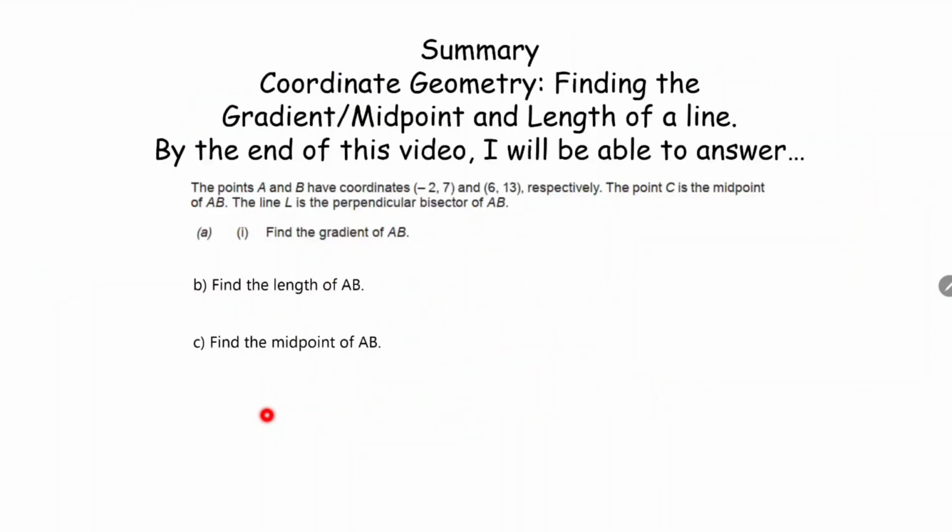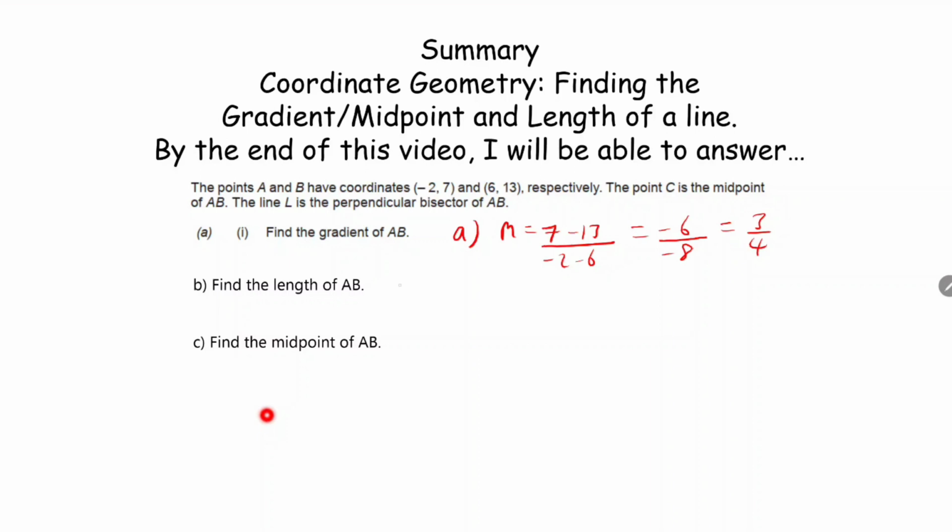Okay, right, so back to the first question. Just to summarize this quick lesson. So part A, the gradient of AB. So that's going to be equal to 7 minus 13 over minus 2 minus 6, which is minus 6 over minus 8, which gives us 3 over 4.